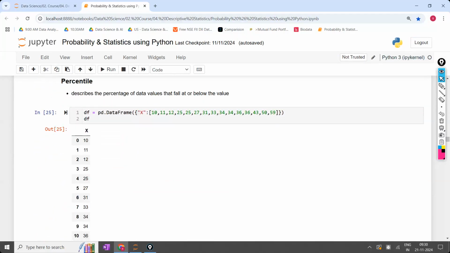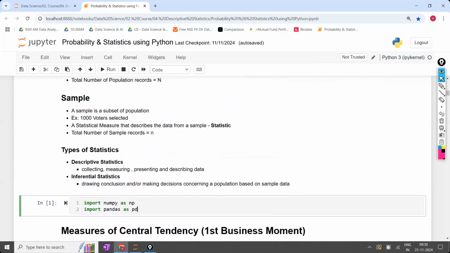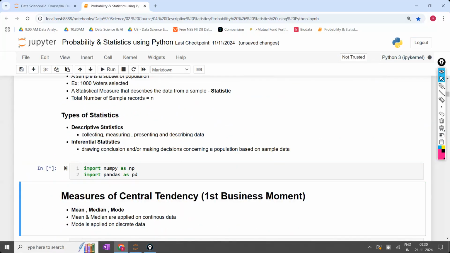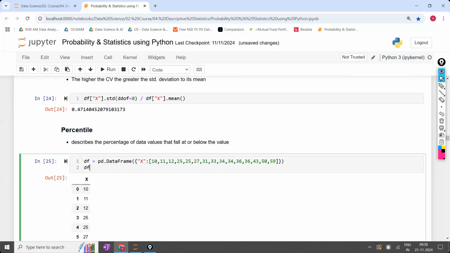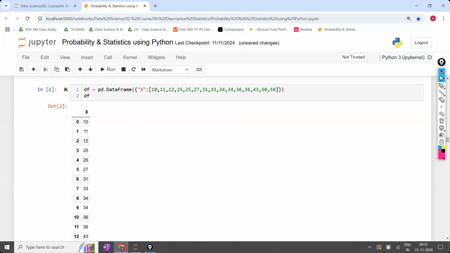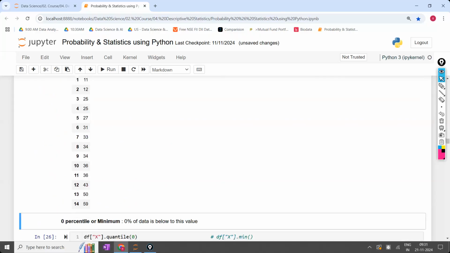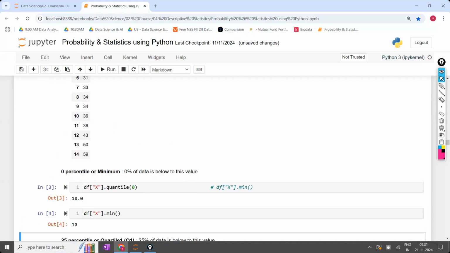Now, what is percentile? Here, what data am I having? Let me execute one more time. So percentile is nothing but how much percentage of data is below you. Now, quantile of 0 will give you the 0 percentile value, that is the minimum value, or df of x dot min also will give the minimum value.